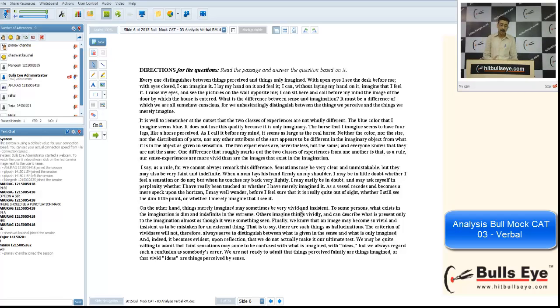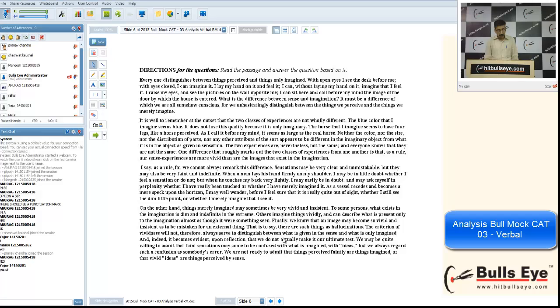Please use the scrap paper which we give you at the time of the exam. Just keep on writing the main points, bullet points related to each paragraph while doing reading comprehension. Am I clear? Yes guys? So it's very important. The fourth paragraph is giving more emphasis to imagination.